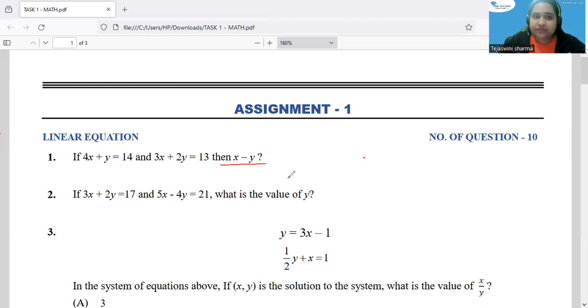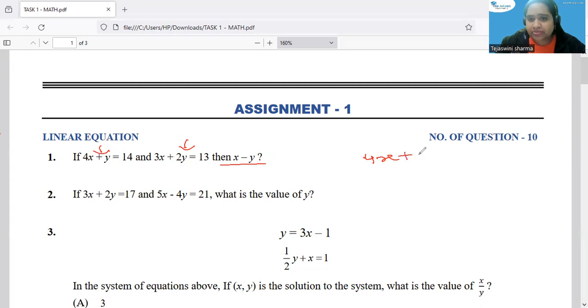So here we don't need to find the values of x and y separately, and we don't need to follow the traditional approach for solving these two equations. What we can do directly is find this x minus y. We can subtract the second equation directly from the first equation, and I'm doing the same thing here. You can check it.